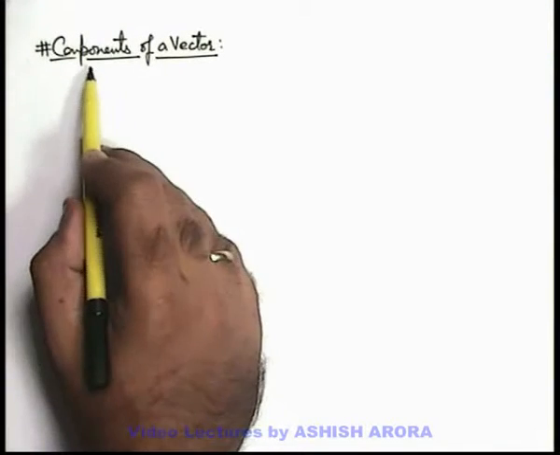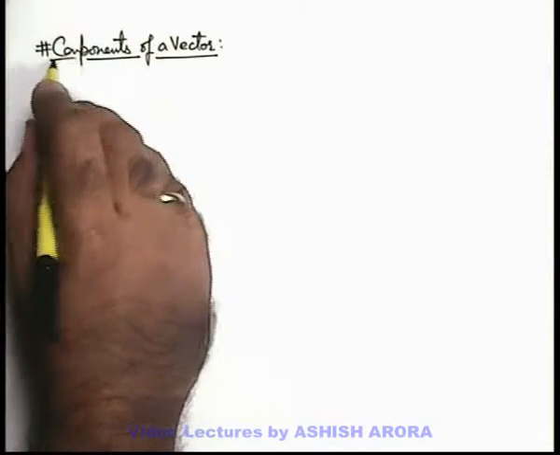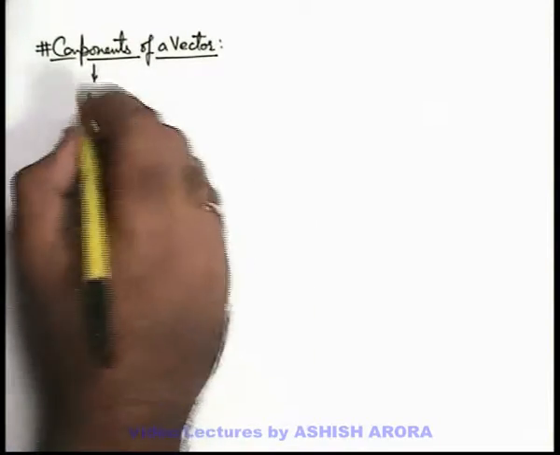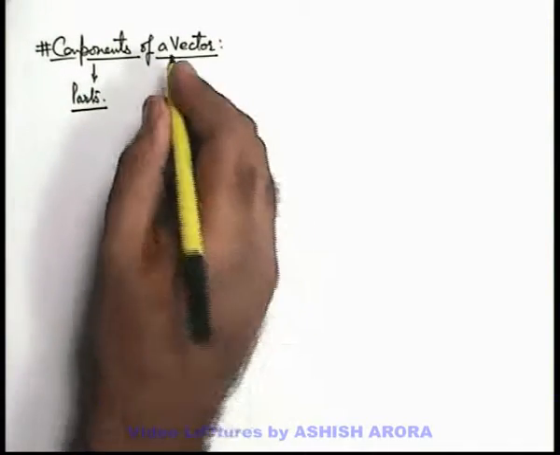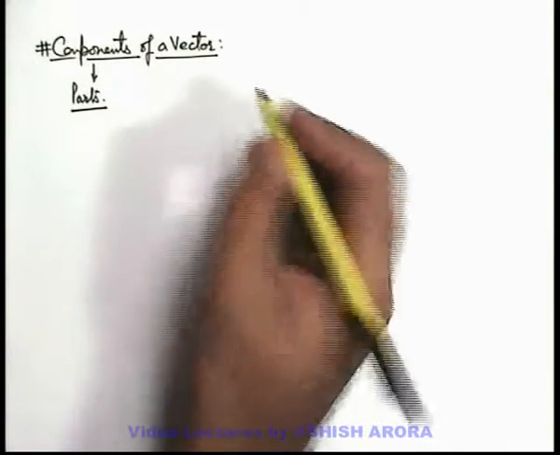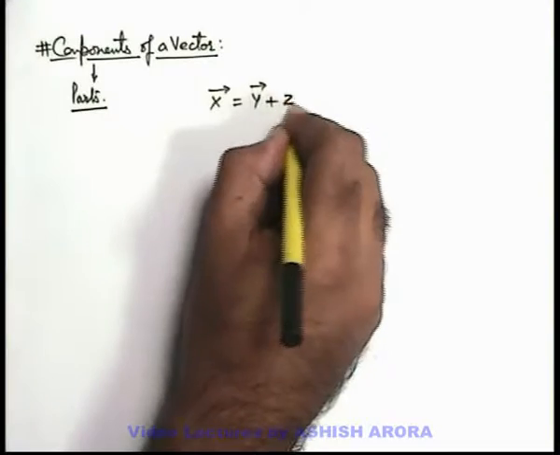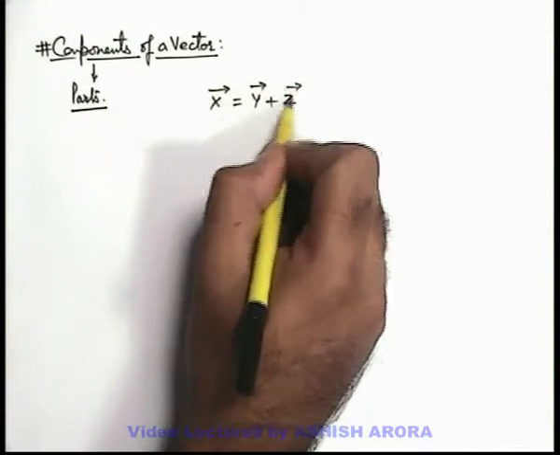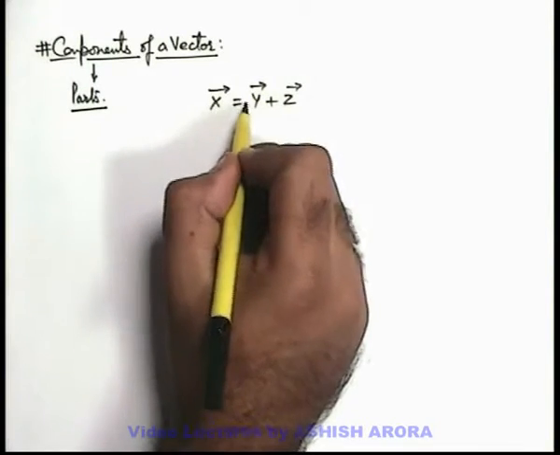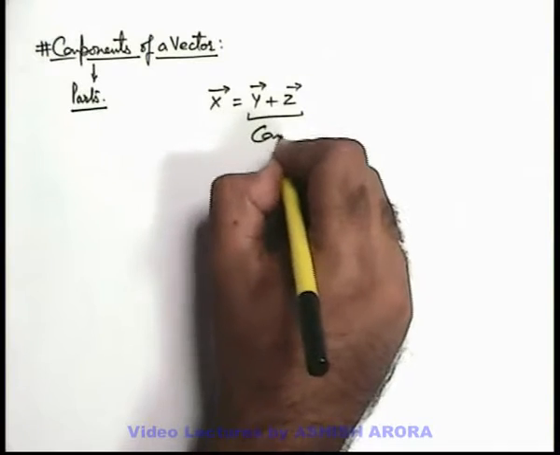Let's study components of a vector. Dear students, all of you know the basic meaning of component is parts. We talk about a particular vector, say x. And x vector is written as y vector plus z vector. So you can say y vector and z vector, on adding, give the vector x, so y and z are the parts of x.